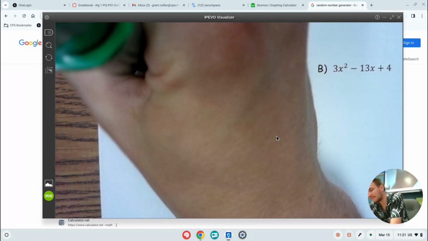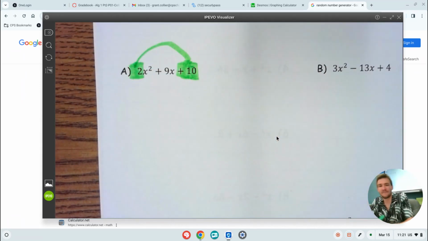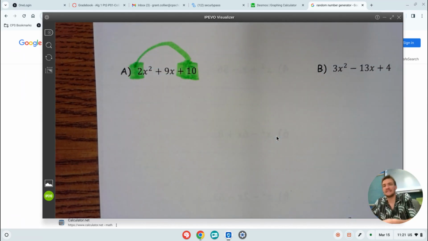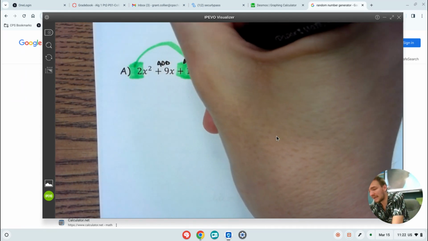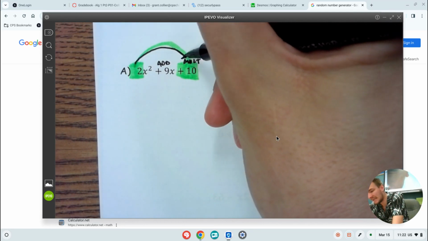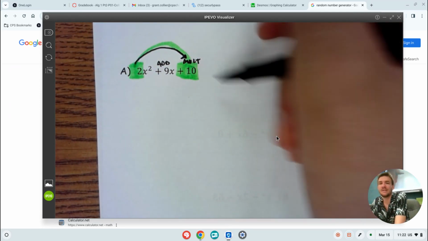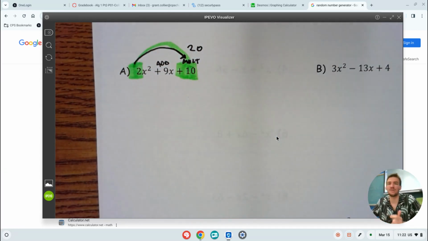The first step is why we call it slide and divide: we're going to slide this 2 to the back, and we're going to use multiply because this is the add number and this is the multiply. So when we combine the 2 and the 10 using multiplication, what's 2 times 10? It is 20. I like to write a little 20 right there, kind of floating up above the 10.